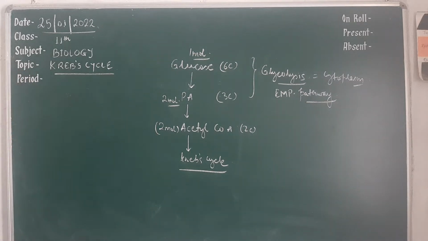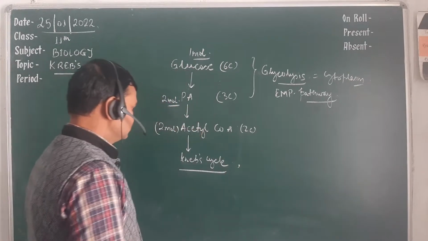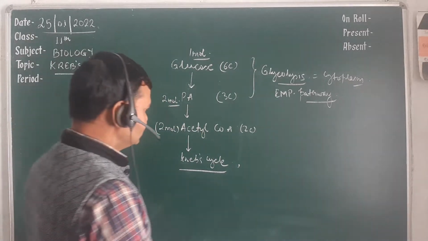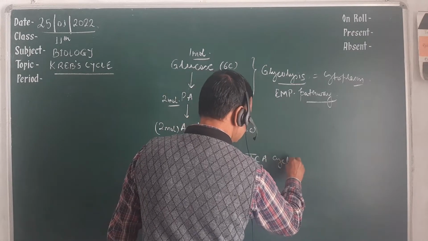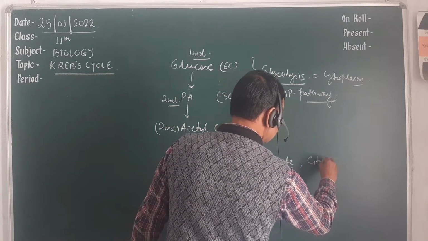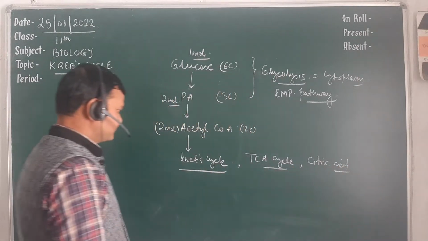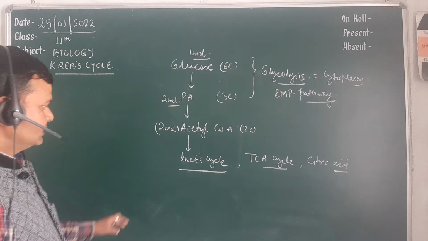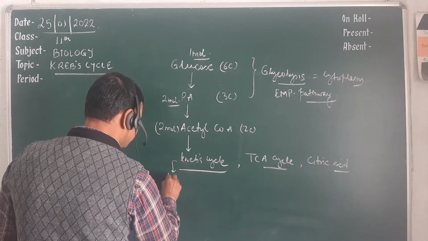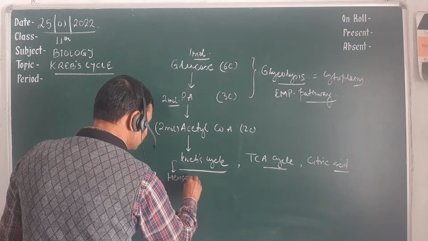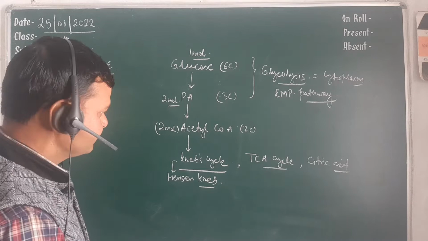Right. Now, this Krebs cycle is known by some other names also. It is called Krebs cycle. It is called TCA cycle. It is also known as citric acid cycle. Now, what is the reason behind it? The reason it is called Krebs cycle is that this process was explained by a scientist called Hans Krebs. That's why it is called Krebs cycle.